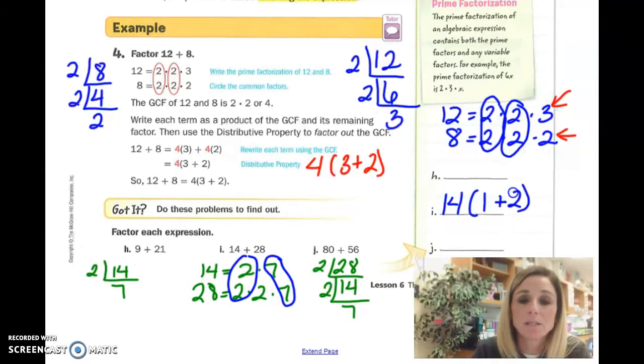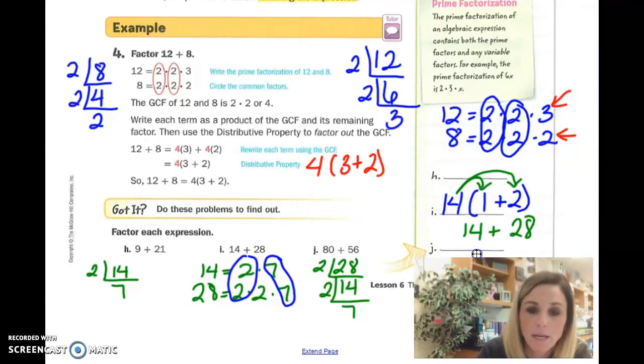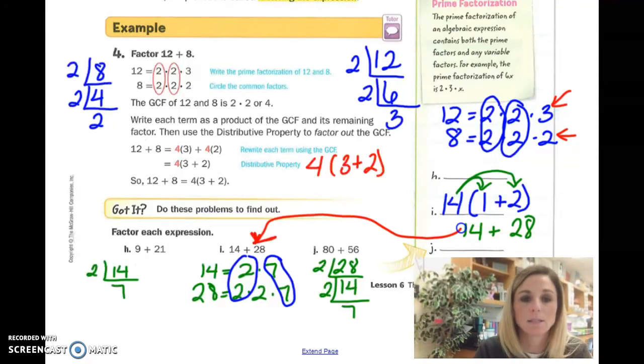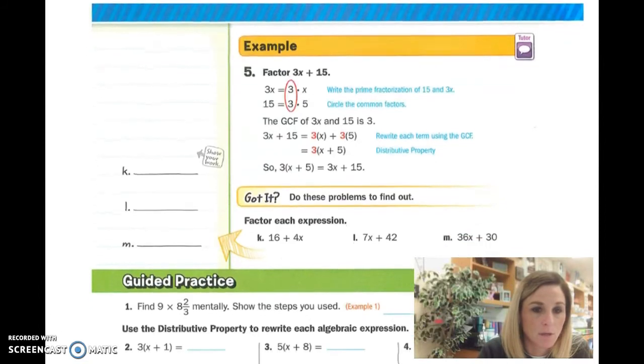So when I actually distribute this, look what actually happens. What is 14 times 1? 14. Plus 14 times 2 is 28. Holy guacamole, I did it right even though I messed up a million times right there. That is the problem that I started with, so I know that I distributed correctly.